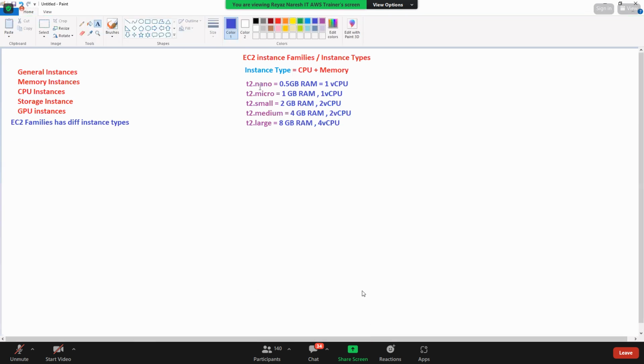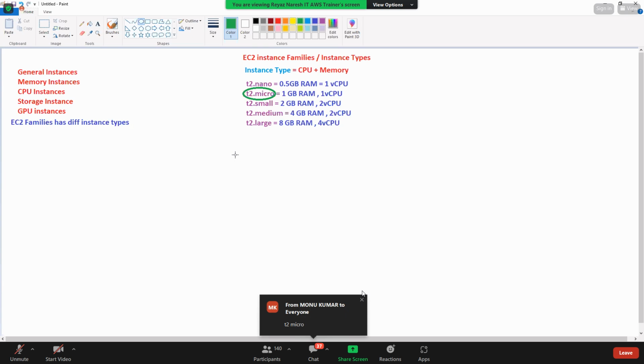Out of all these things, in our course, which instance type should we be using? T2 Micro. T2 Micro will come under the free tier. We have 1 year free tier, no? We have 750 hours free, no? So which instance type should you be using to launch the EC2 instance? T2 Micro.